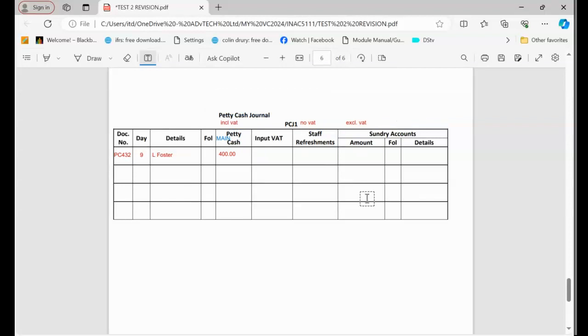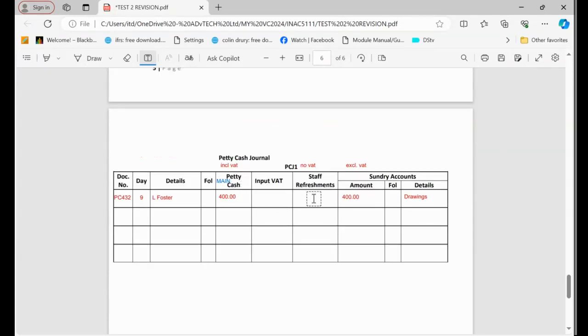Can you see? So I'm going to put this 400 here. This is drawings, so there's no drawings column here. I'm going to come here and put it as 400, and then thereafter I'm going to write in the details column, drawings. Can you see how easy it is? So it's not vatable. Don't make a mistake of calculating that. Okay? The next one, it is on there.